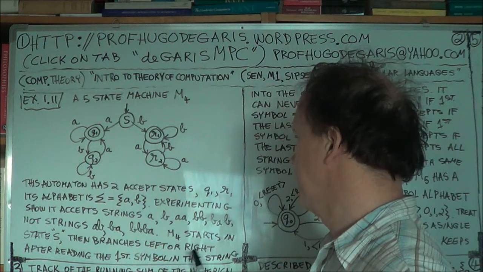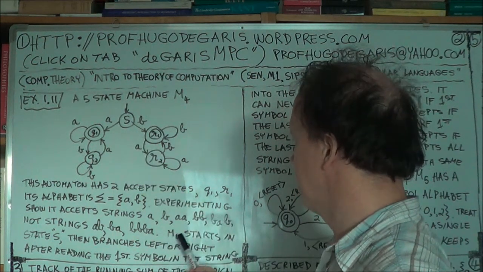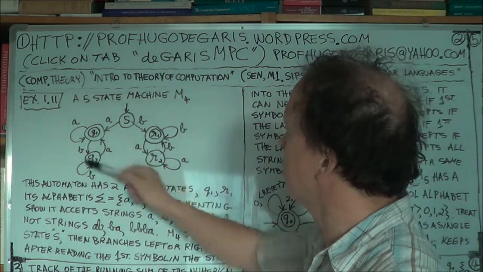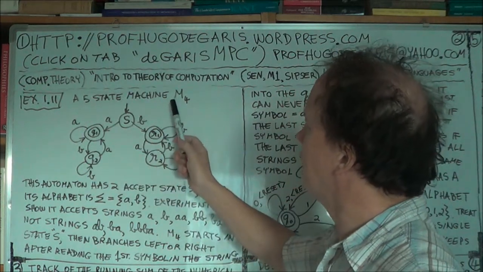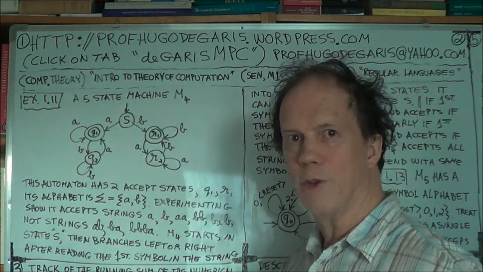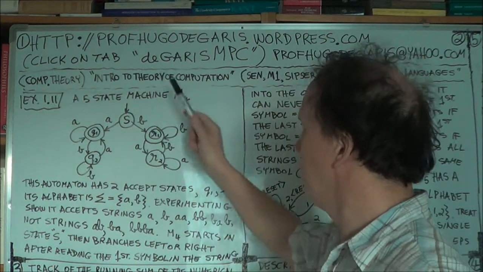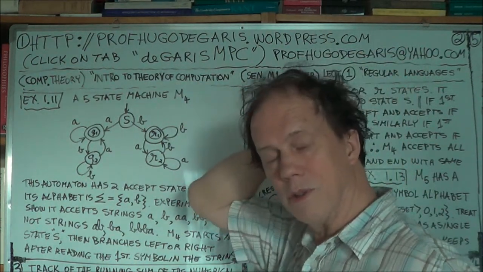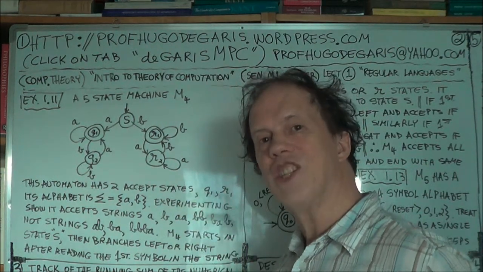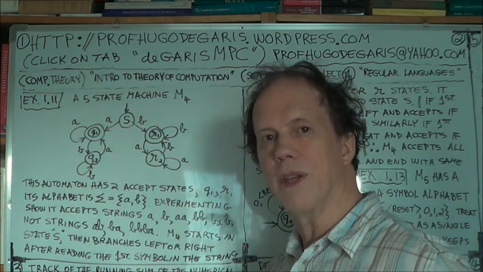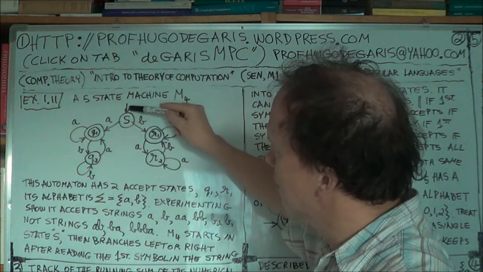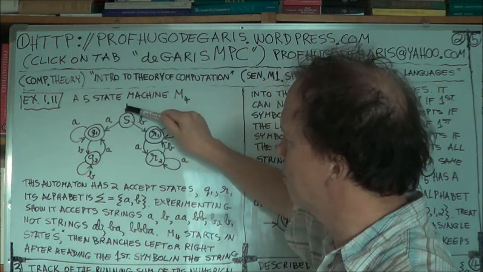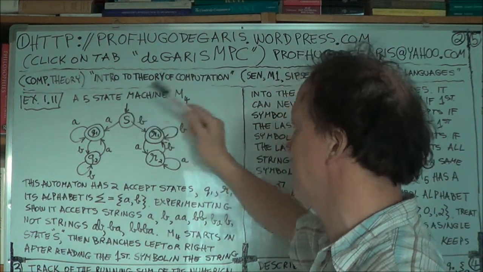Okay. So a bit of a description. We call this automaton, this machine, M4, fourth example. Obviously now, which is the start state? Well, as usual, you go looking for the arrow that comes out of nowhere. Well, it's obviously this one. So this is pointing at the start state, which is S.